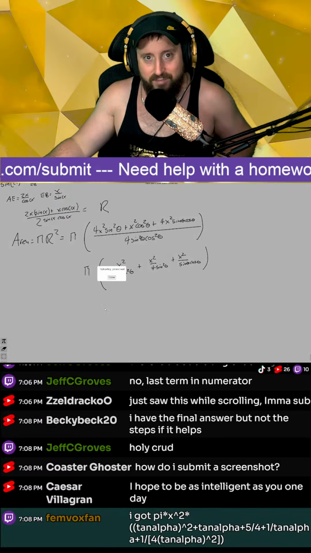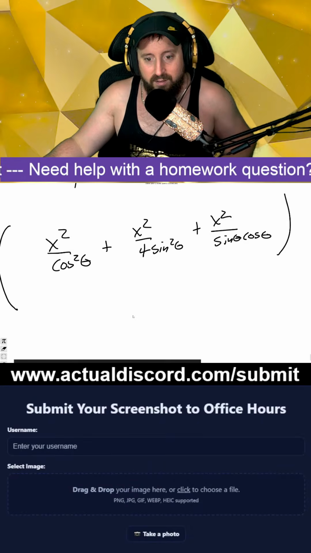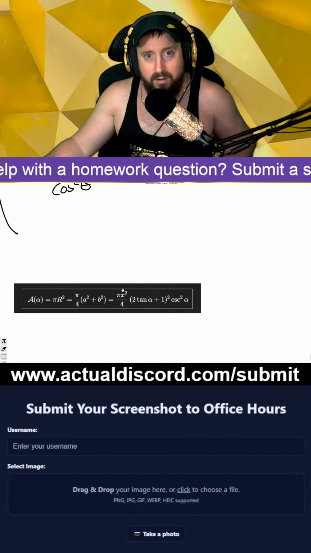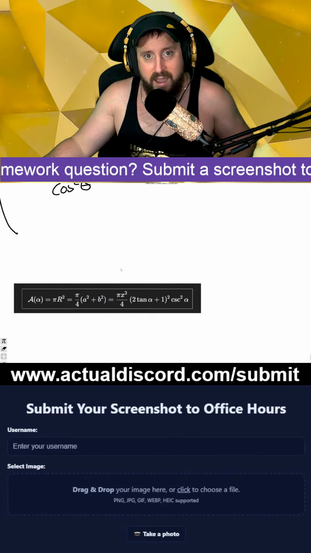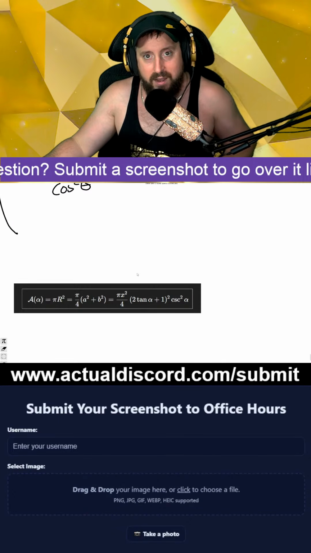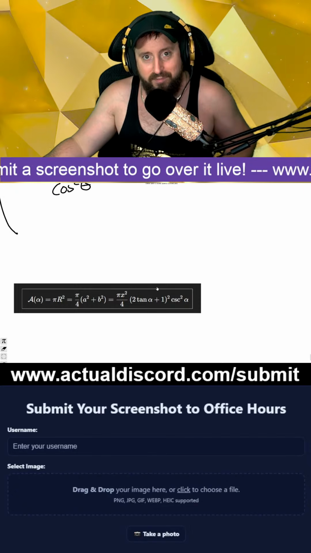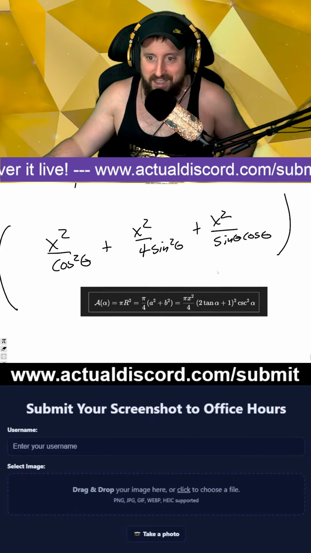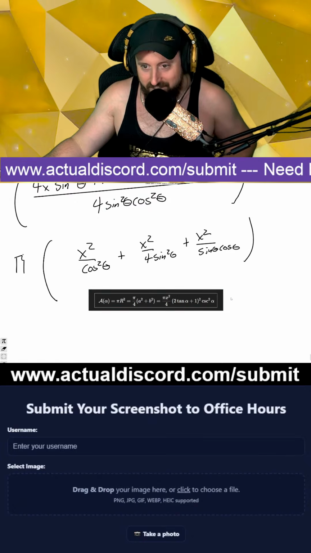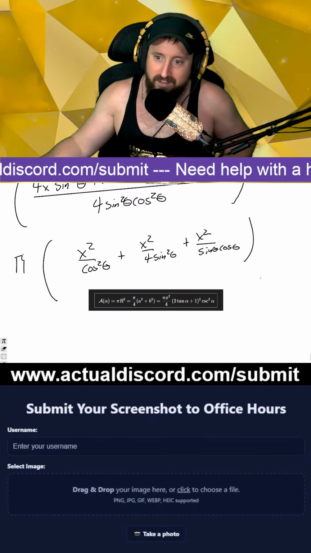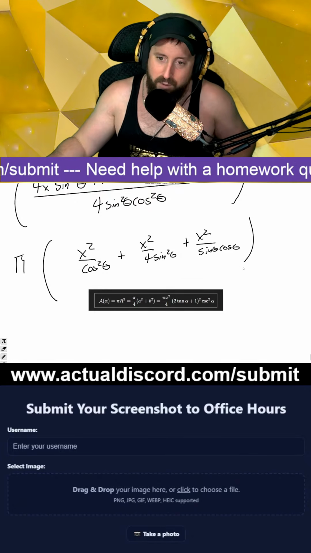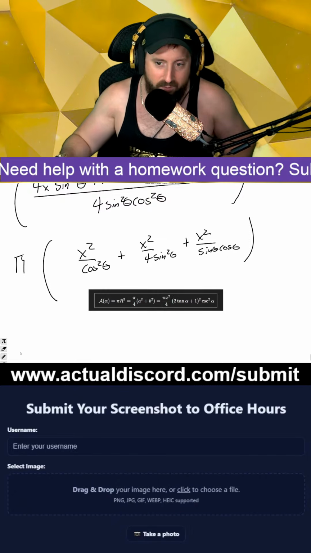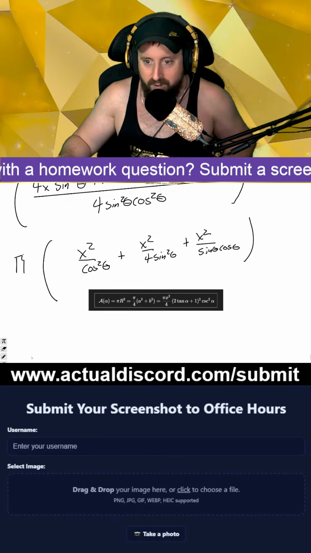Okay, let's see. Femvox got pi x squared times tan of alpha squared plus tan alpha plus 5 over 4 plus 1 over tan alpha. Dude, that's a mess. This is what they got. If I pull out a cosecant squared, do I get the same thing? I don't know, actually.